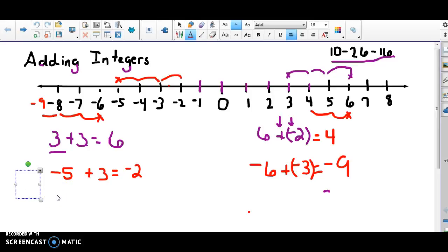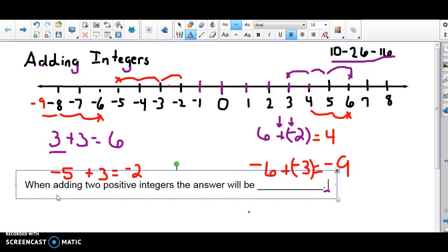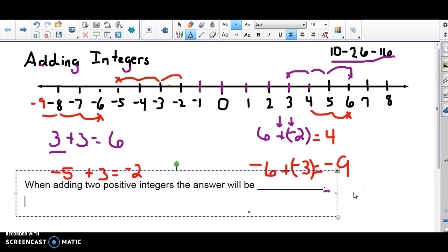All right, so I'm going to start out with: when adding 2 positive integers, the answer will be, and I want you to fill in the blank. You have an option of positive or negative. So again, we're looking at this example right here where we have a 3 plus a 3, and what do we get for an answer? You should recognize that we get a positive answer. So again, I'm going to put in positive. So when adding 2 positive integers, the answer will be positive.